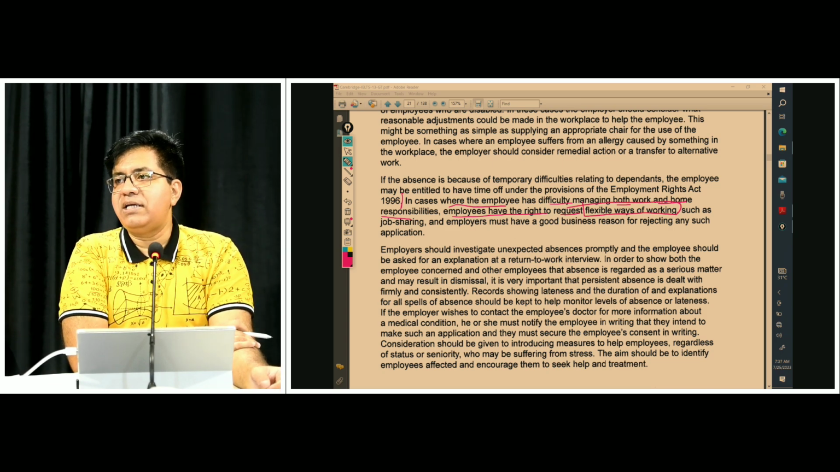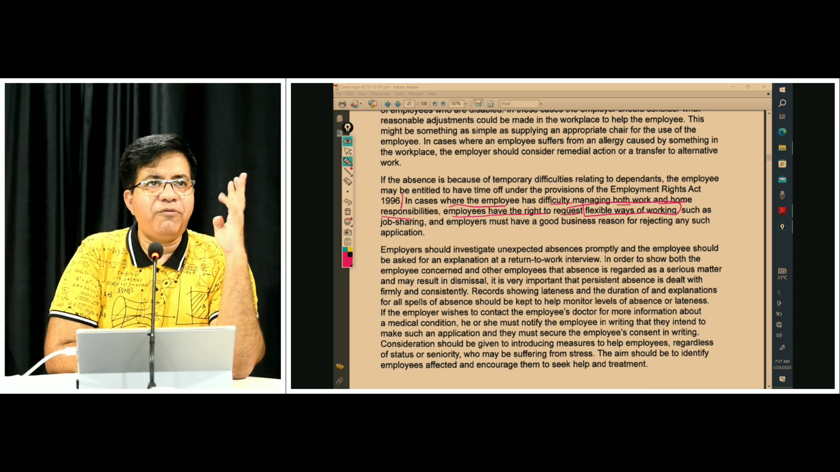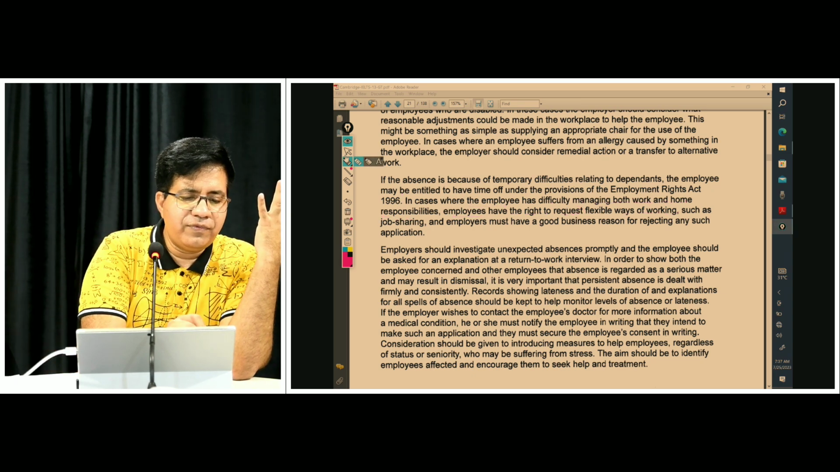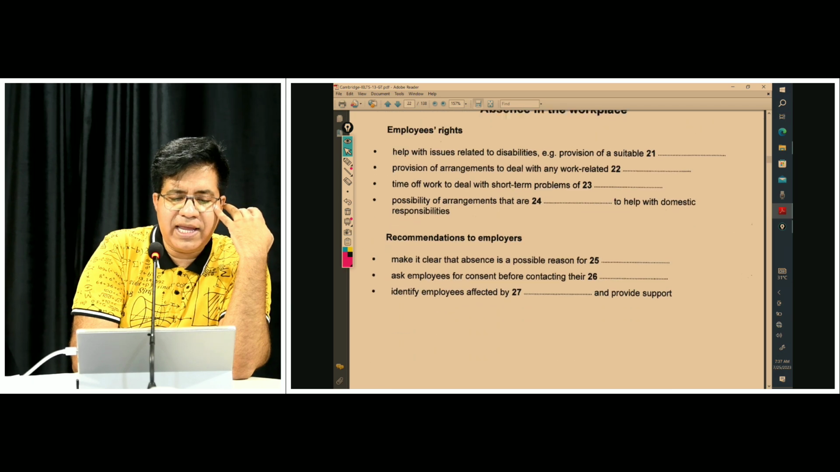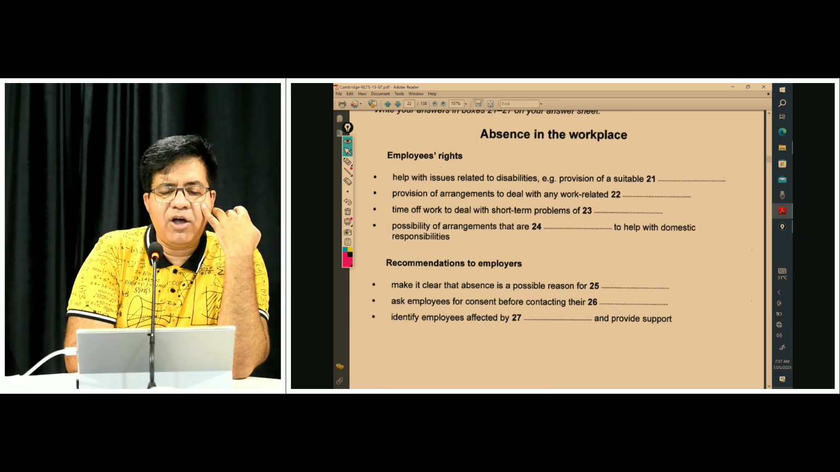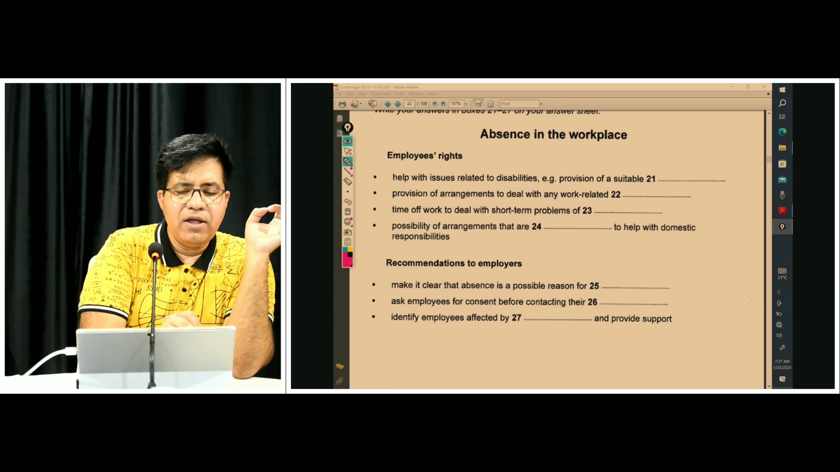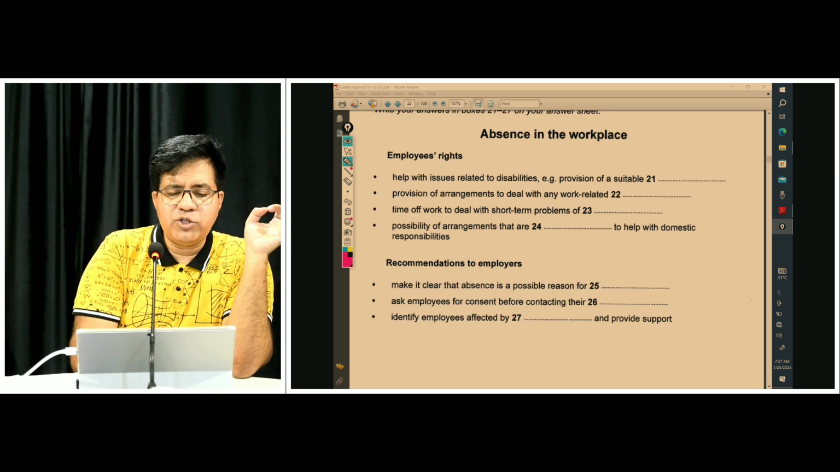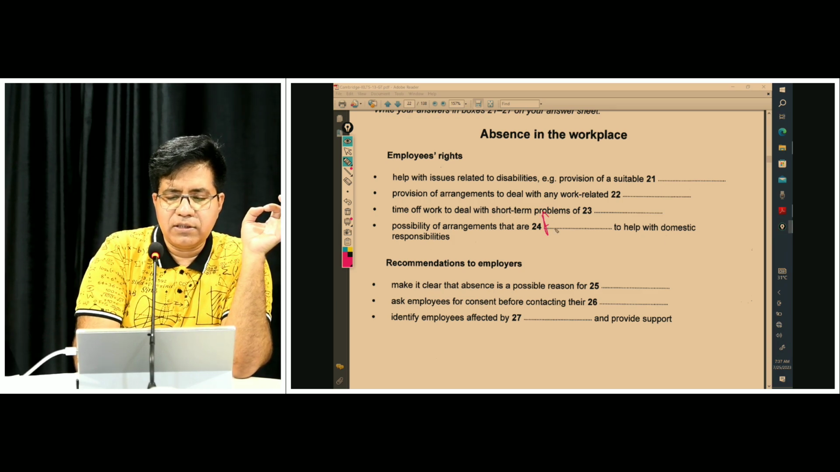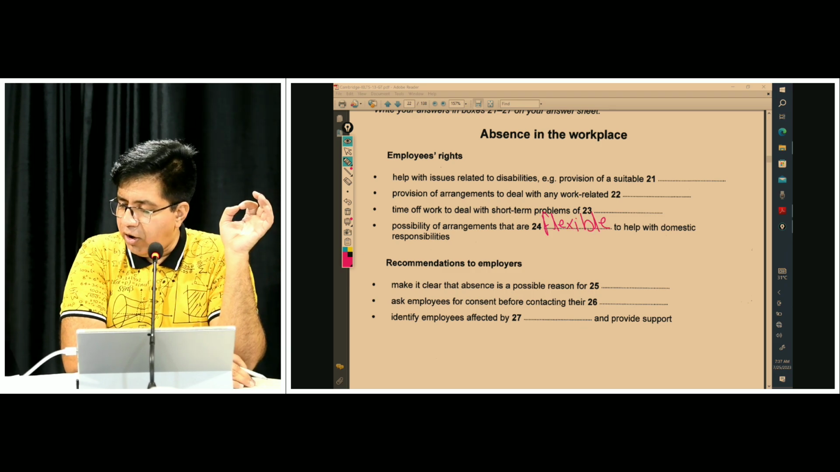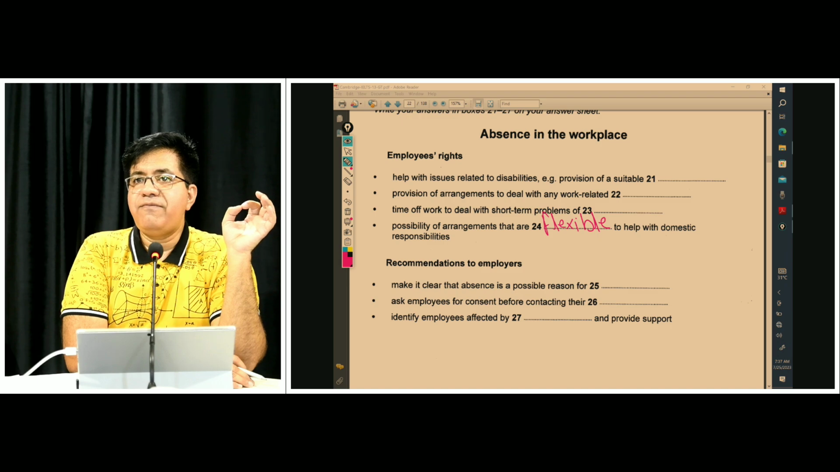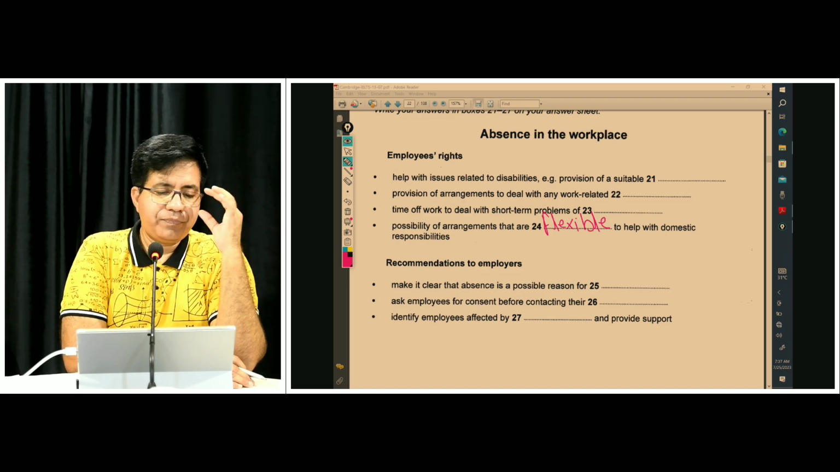Now what will be the answer? Flexible ways of working, they are 4 words. So out of 4 you got to select 1 word. So possibility of arrangements that are flexible to help with domestic responsibilities. And be careful when you copy the spelling of flexible. Flexible.